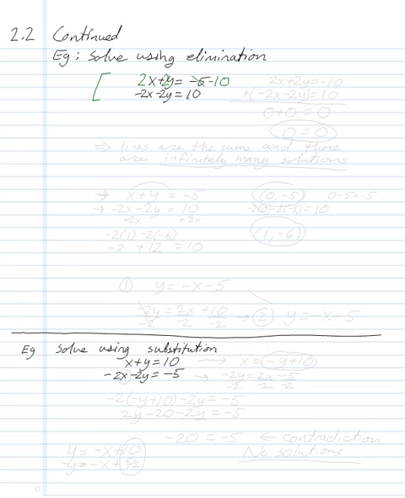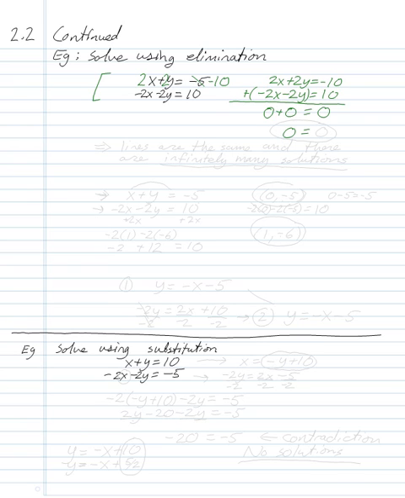So my new equation, 2x plus 2y equals -10. My bottom equation, -2x minus 2y equals +10. Now if I add the left-hand sides, I have 2x minus 2x, that gives me no x's. 2y minus 2y gives me no y's. And -10 plus 10 gives me 0.